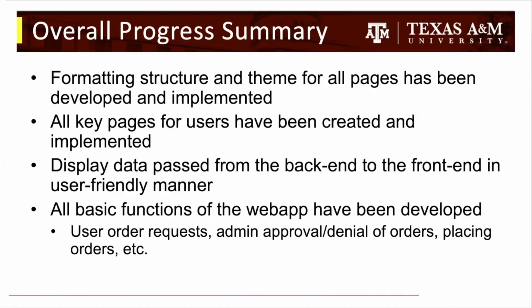Now I'm going to be walking you through my overall progress summary. So far I've formatted the structure and theme for all pages, and they have been developed and implemented. All key pages for users have been created and implemented. I've been able to display data passed from the back end to the front end in a user-friendly manner. That's basically my job, making sure that the user is able to make sense of the data that we're presenting to them. Also, all basic functions of the web app have been developed, including user order requests, admin approval/deny of orders, and placing orders, etc.